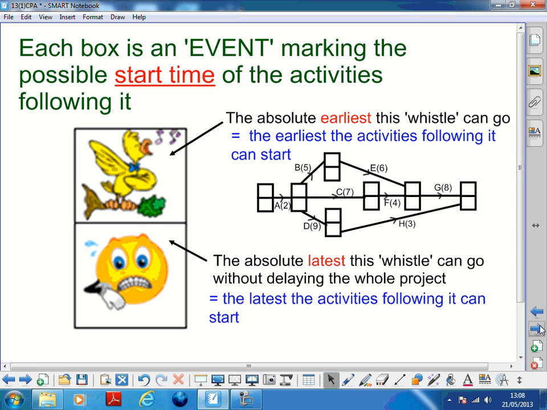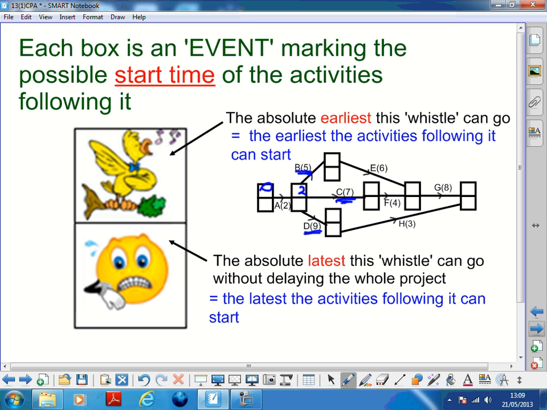So these boxes are called events, and in each of the boxes we put two numbers, and the top number is the earliest. It's like a whistle saying, right, next thing can start. For example, A can just go, so we could put a 0 in here because it can start straight away. Now, B and D and C here are waiting for A to finish. So the absolute earliest they can possibly go is time 2. Maybe they could go at time 2, but they have a cup of coffee and start at time 7. But they definitely can't start before time 2.